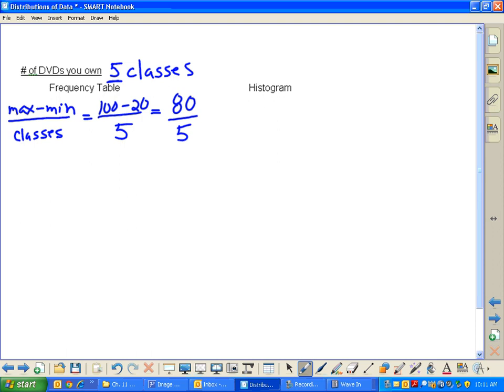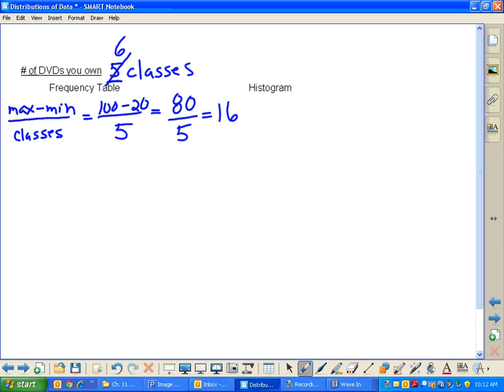And then, that's actually even, isn't it? So 5 goes into 80 16 times. So it worked out even, which means we need to add on a bar. So we're going to go from having 5 bars to 6 bars. This is so that every piece of data gets a home. So we're going to have 6 bars, 6 classes.